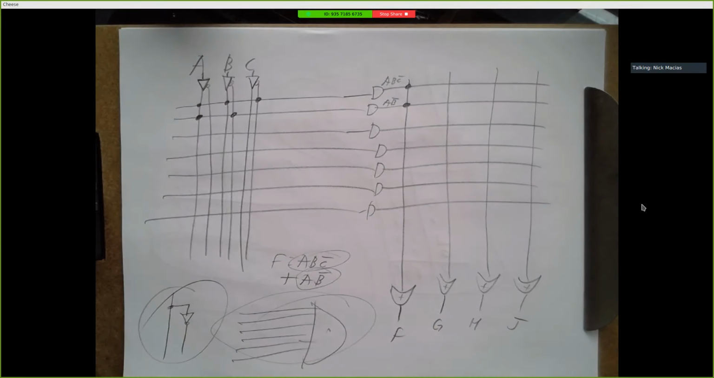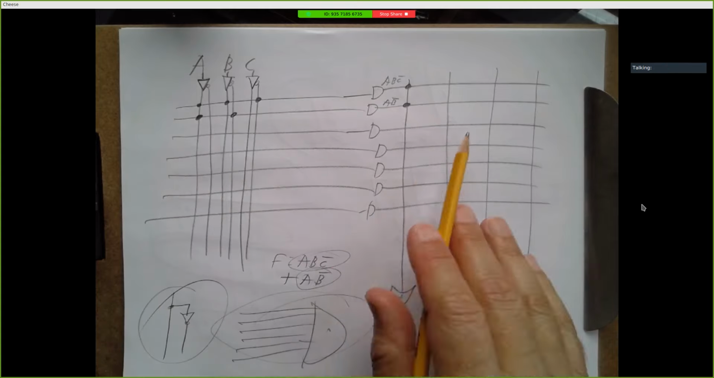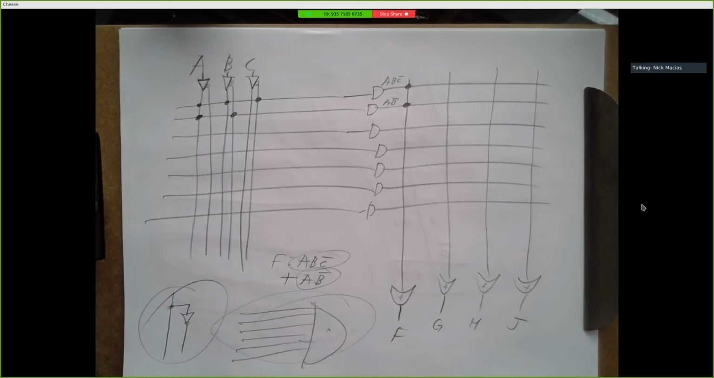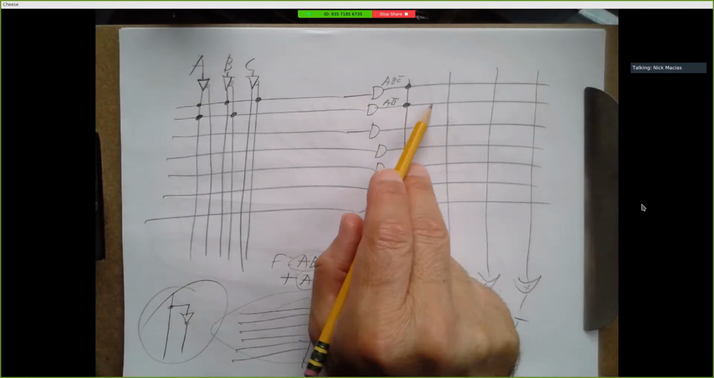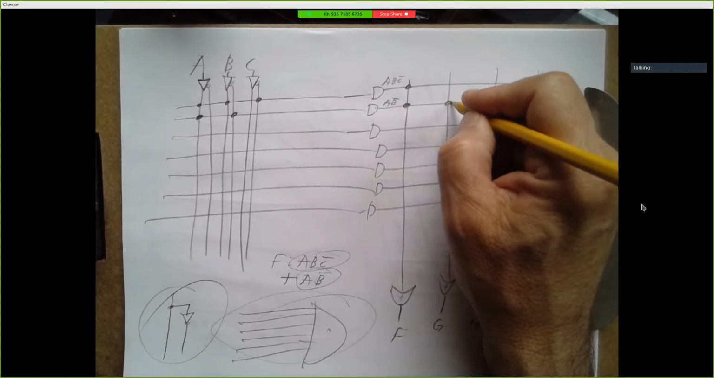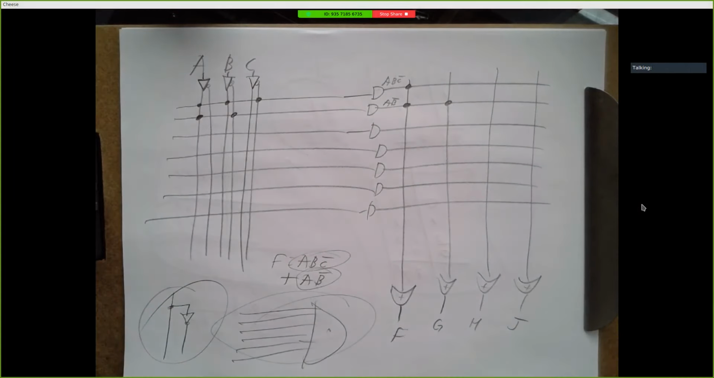There's a fuse map that gives you an implementation of this function f. And if you wanted to do g equal to something else, you can do the same process for g. And if g also needed to use a, b bar, we could use this same line in another sum term. So you can reuse these things.